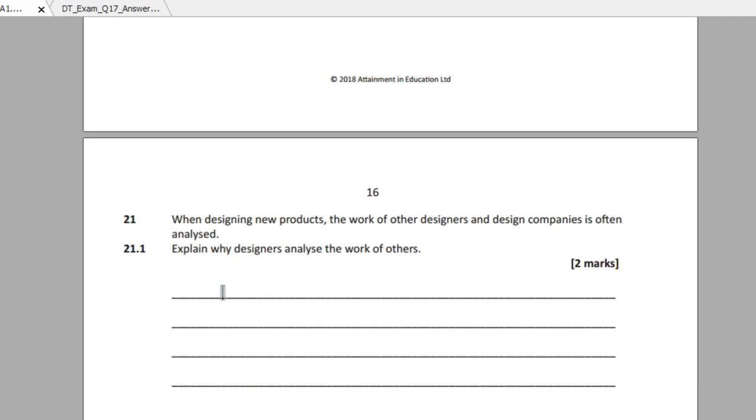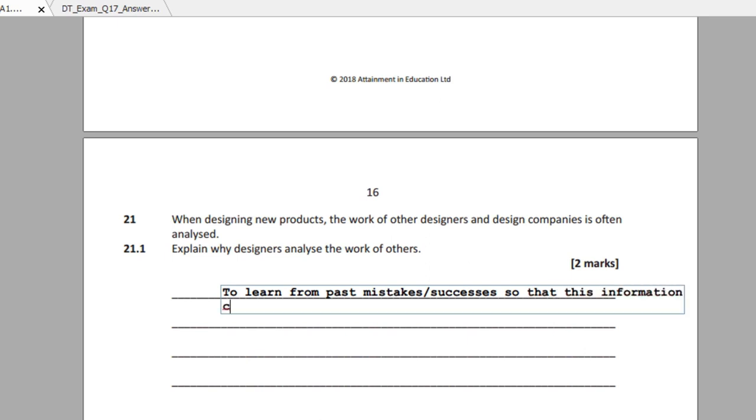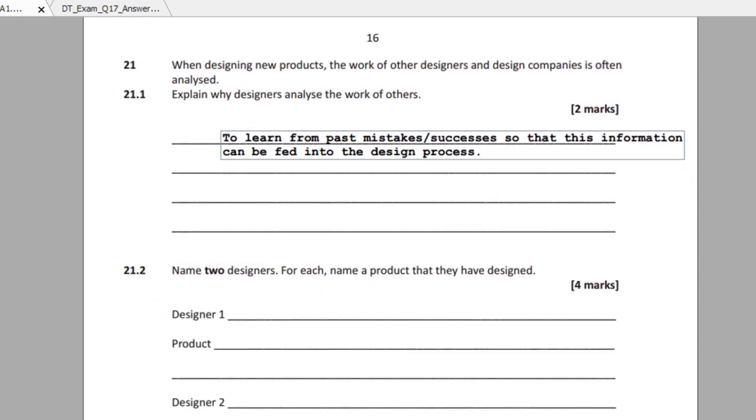So you would put down, for example, to learn from past mistakes and successes, so that this information can be fed into the design process. Okay, so that's how you would answer 21.1. Okay, so let's move on now to question 21.2.